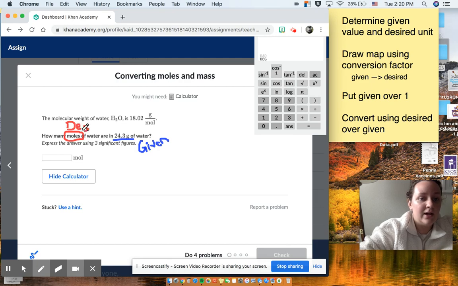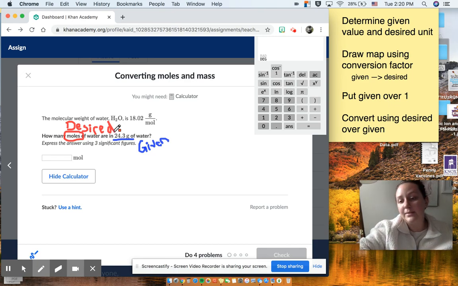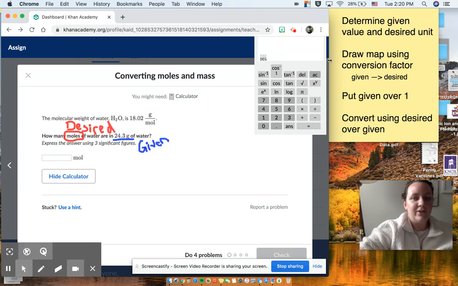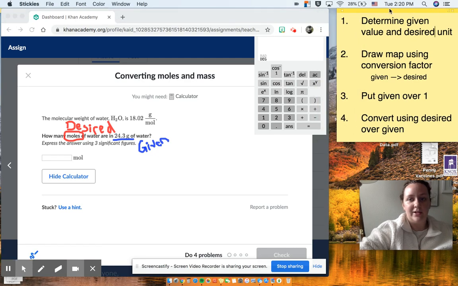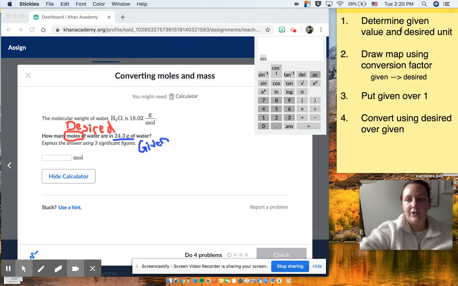And I'm telling you guys, we are going to be doing these types of problems for quite some time. So the faster we get comfortable doing these steps, the better. So we're done with step 1. I think for a lot of students, that is also a very doable step that you all feel comfortable with. But yeah, here it is. We've done it. We know what our given is, 24.3 grams of water. We know what we want to end with, which is moles of water.